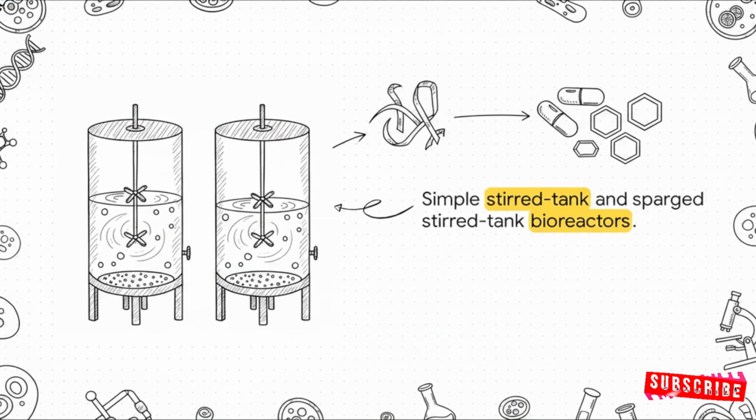That's exactly what these simple and sparge-stirred tank bioreactors do. Processing anywhere from 100 to over 1,000 liters, these massive vessels provide a continuously stirred, perfectly oxygenated, and strictly sterile environment to cultivate our engineered cells on a true industrial scale.